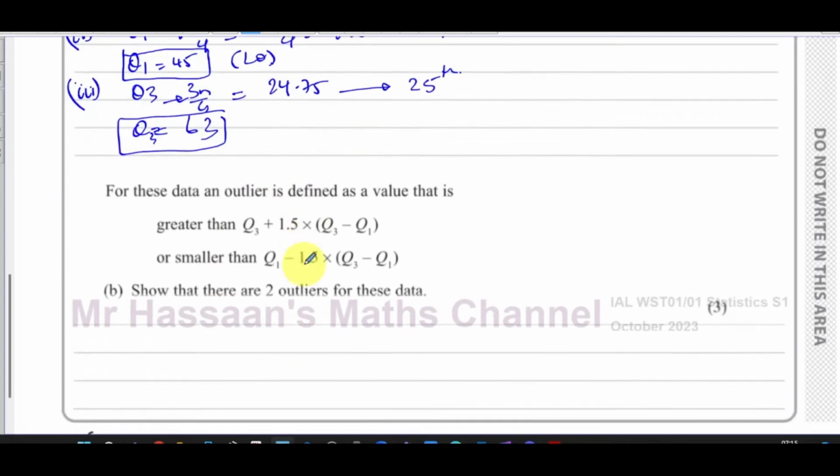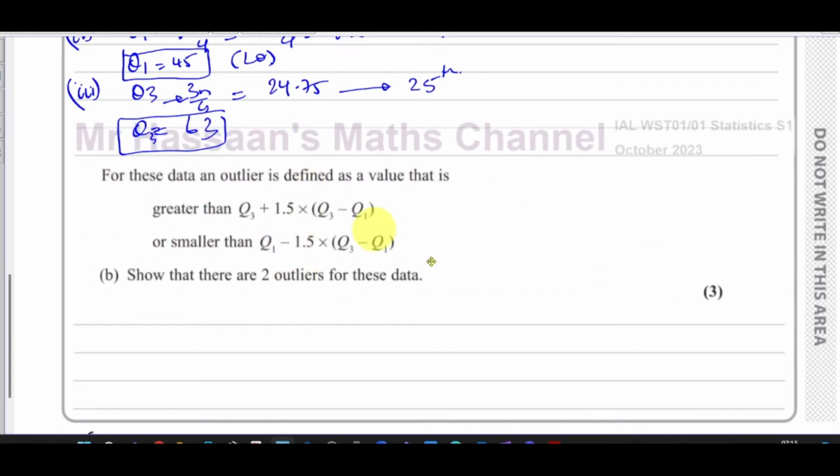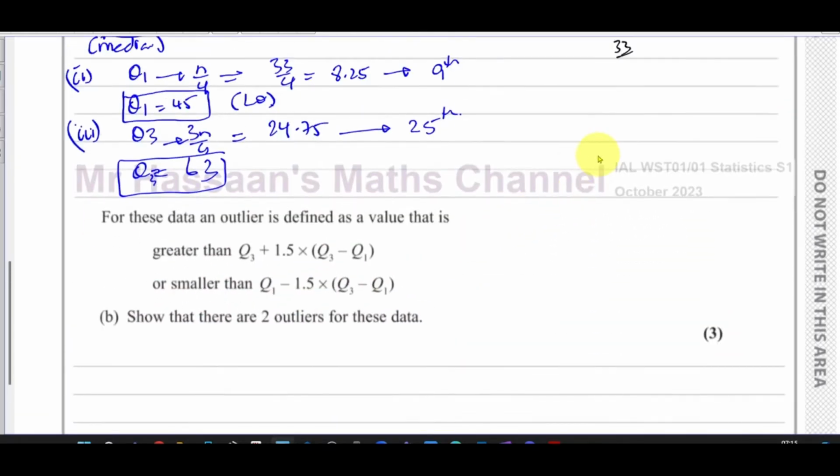And now we're going to go on to part B. It says, for these data, an outlier is defined as a value that is greater than Q3 plus 1.5 times Q3 minus Q1, or smaller than Q1 minus 1.5 times Q3 minus Q1. So let's have a look. Let's look at the upper values.